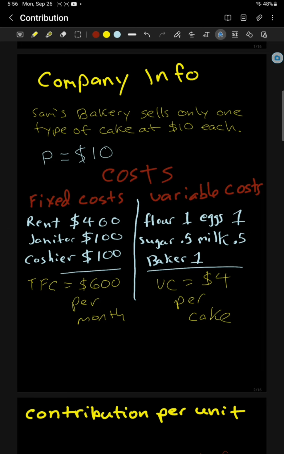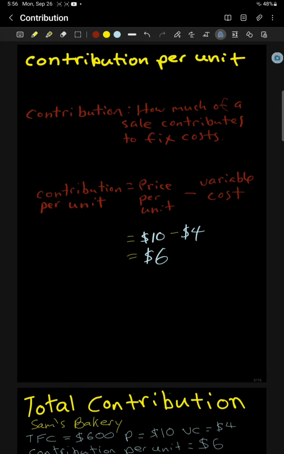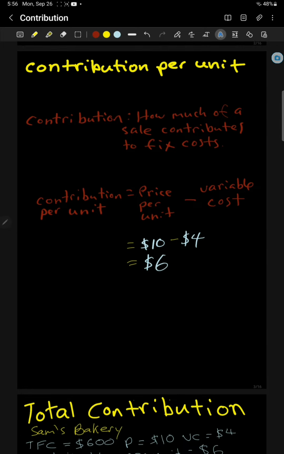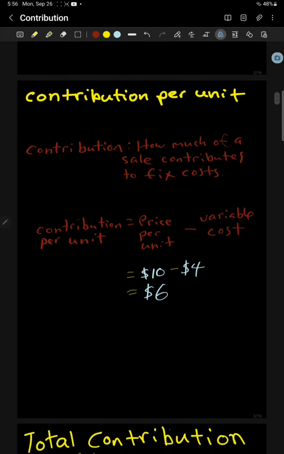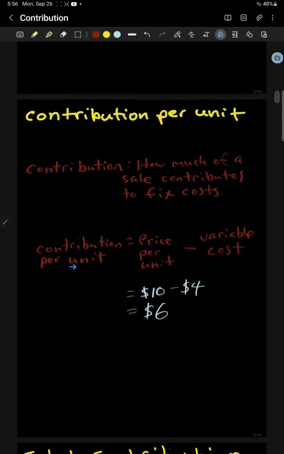Let's take a look at the first thing, which is contribution per unit. Contribution per unit is kind of simple. It's just how much of a sale contributes to the fixed costs. You know, those costs right here, these ones. And you calculate it like this. Contribution per unit is the price per unit minus variable cost. So remember that the price of a cake is $10 and the variable cost is $4, so $6. So if you sell a cake, $4 goes towards paying the variable cost and $6 goes towards paying the fixed cost.